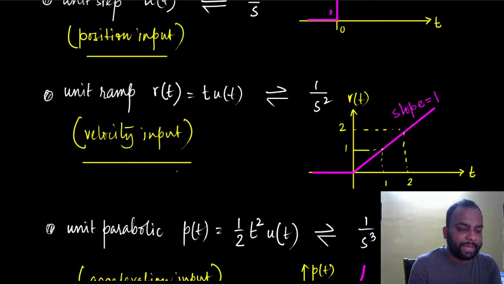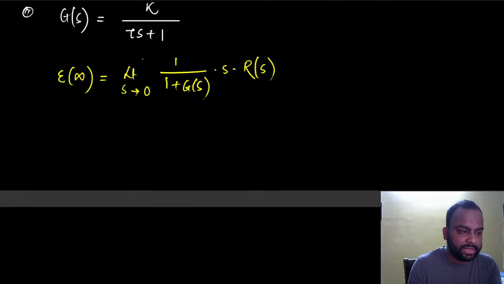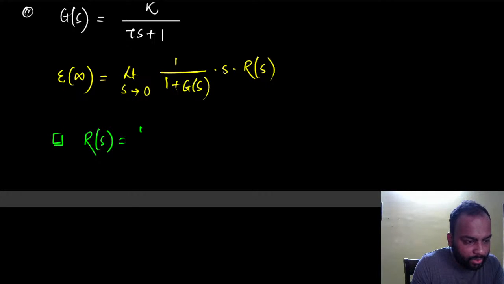So let's consider the step input first. Let's consider the possibility where it is a step input. It is a step input, right? So we are considering R(s) to be 1 by s. I'm considering a unit position input.